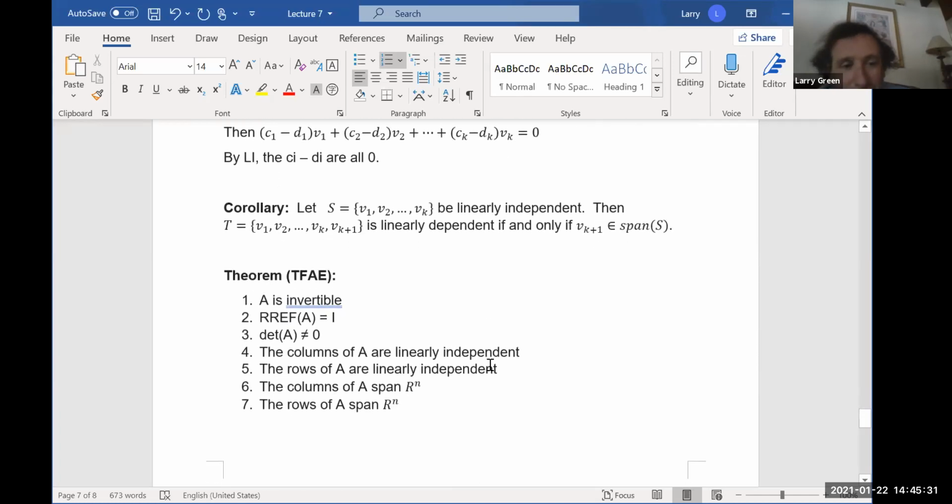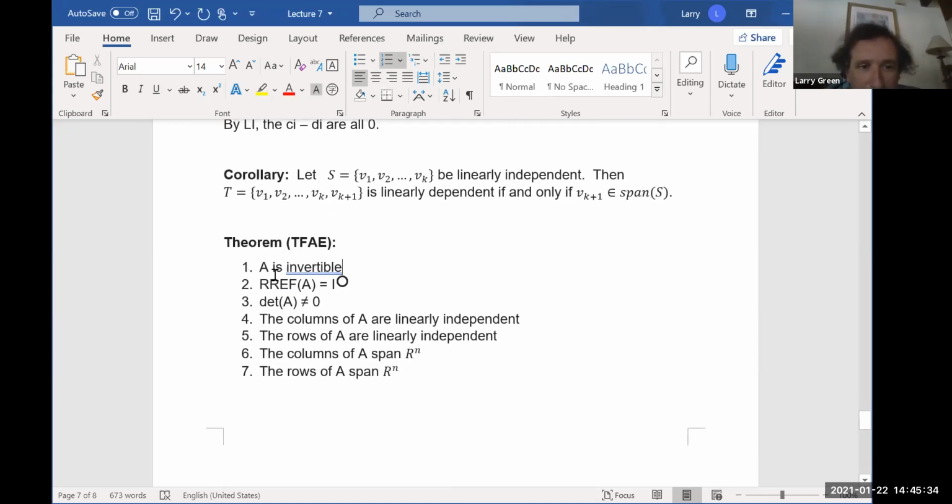All right, since we're running out of time, I want to jump to the big theorem. And that is TFAE, growing. So let me review all the ones we've already had. A is invertible. RREF of A is 1. Determinant of A is non-zero. Now we have 4 new ones. The columns of A are linearly independent. The rows of A are linearly independent. Okay, the columns of A span Rn, and the rows of A span Rn.